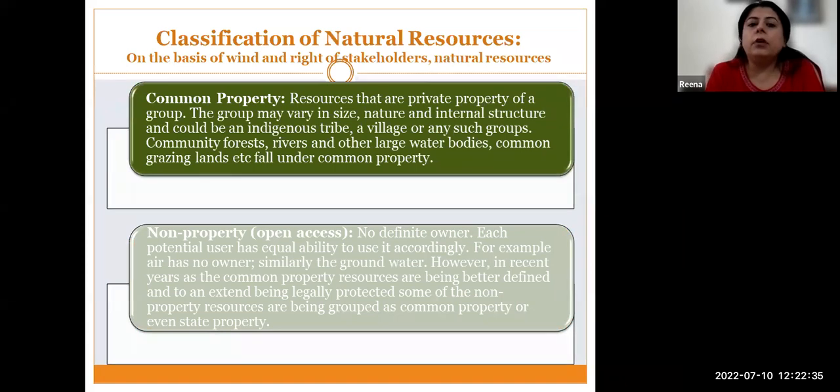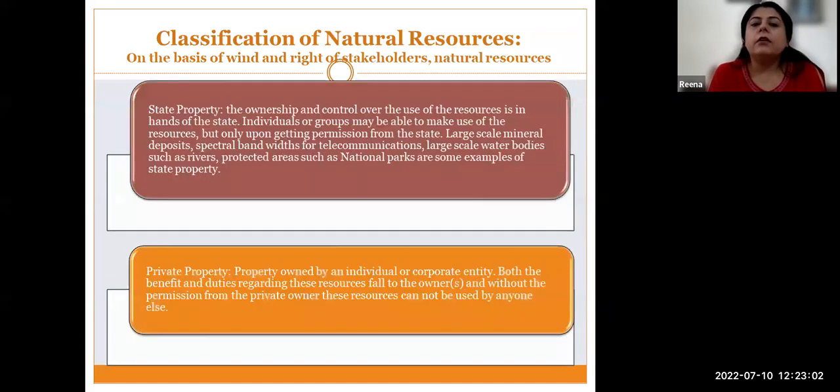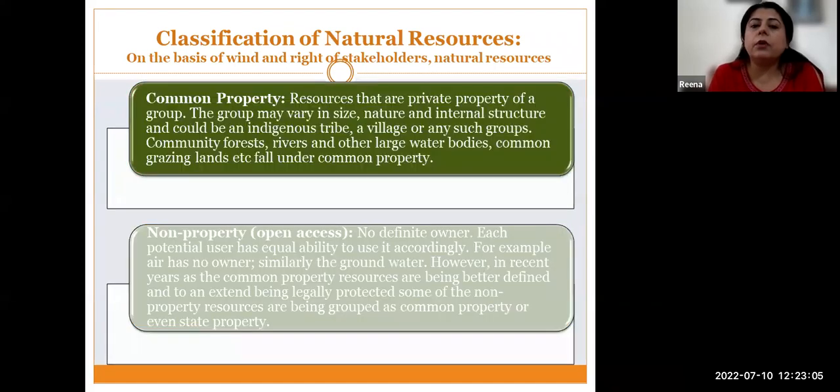Then common property. Common property is resources that are the private property of a group. For example, in village areas, rural areas, or an indigenous tribal area, you have common grazing grounds, common water bodies, rivers, forest. Then the fourth is non-property. So under the classification on the basis of the rights of stakeholders, we have four categories: state property, private property, common property and non-property. Non-property is where potential users have equal liability to use it. For example, air has no owner. It is a common canopy above every individual.